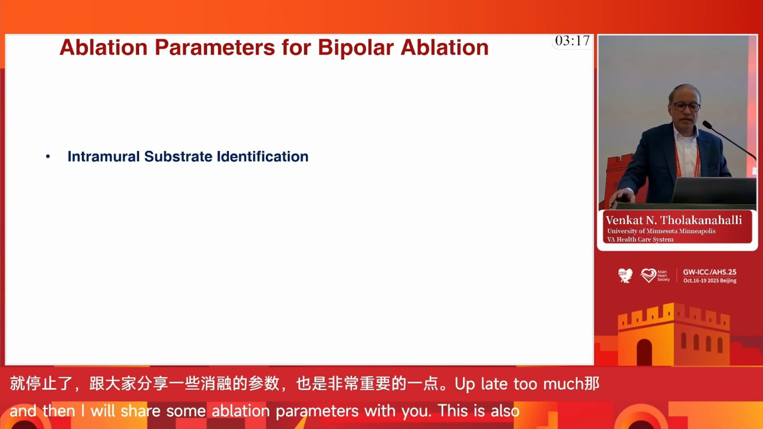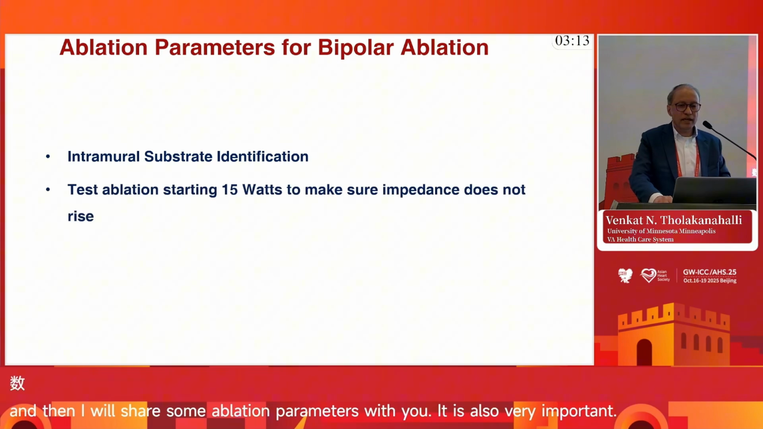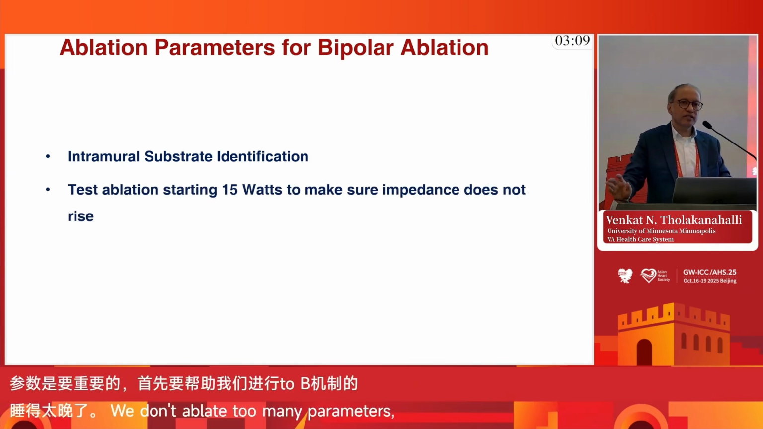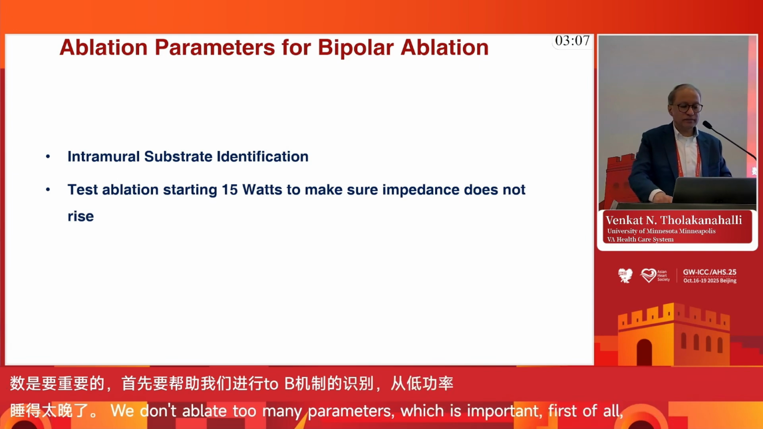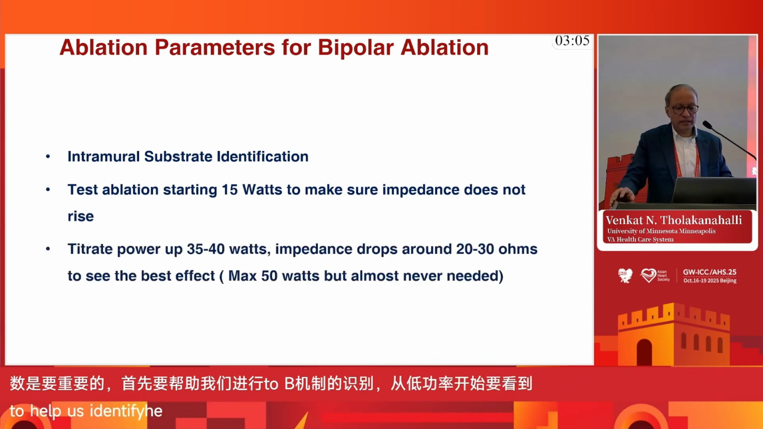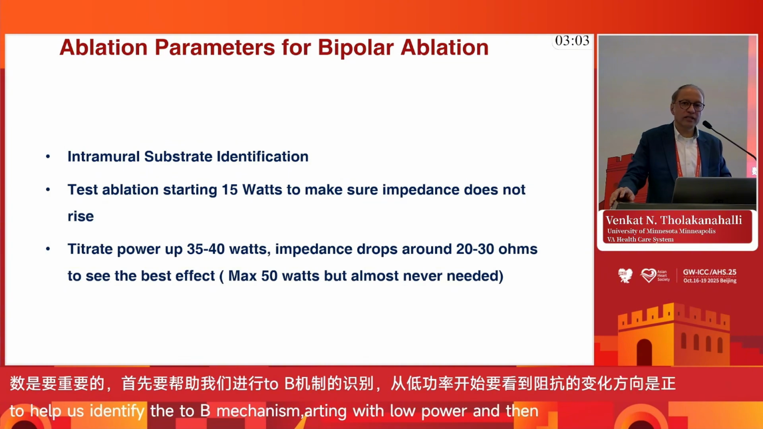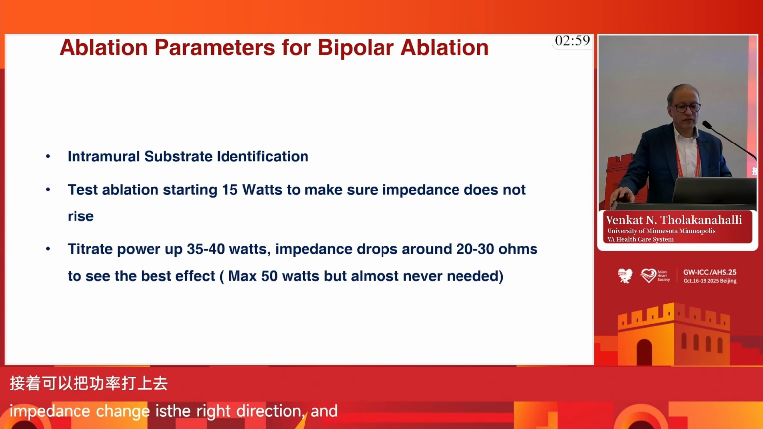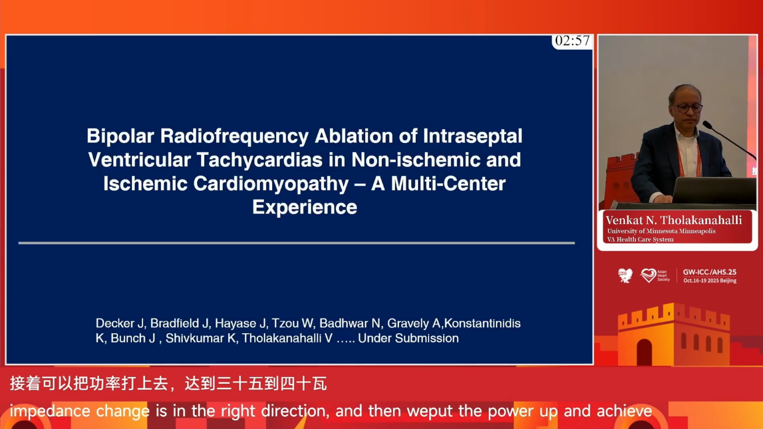So the ablation parameters for bipolar ablation are, first of all, identifying the substrate. Then start with a lower power to see that the impedance is dropping in the right direction. Then you can increase the power, so you can drop the impedance by about 20 to 30 ohms. You see the best effect of transmural ablation.